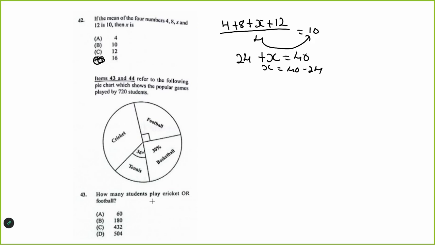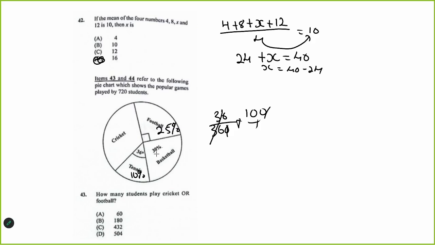Right? How many students play cricket or football? So first off, this is 25%. 36 degrees is 10%. How did I get that? It's 36 over your total circle, 360, multiplied by 100 over 1. Crosses off 1. So you'll remain with 10. So if this is 25, this is 30, this is 10.